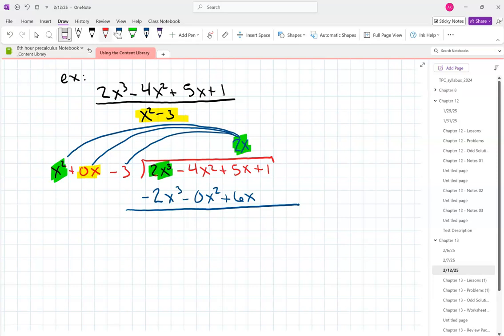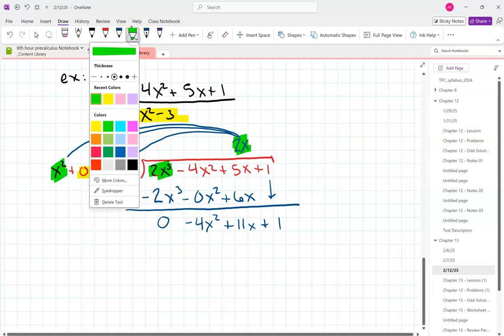Yes, Josh? Sure. So far, so good. And then we're just going to add down. So positive 2x cubed plus negative 2x cubed, well, that just gives me 0. And then I have negative 4x squared minus 0x squared. Well, that's still just negative 4x squared. And then 5x plus 6x is 11x. And then I'll bring down that plus 1.